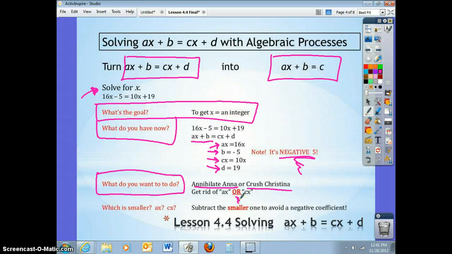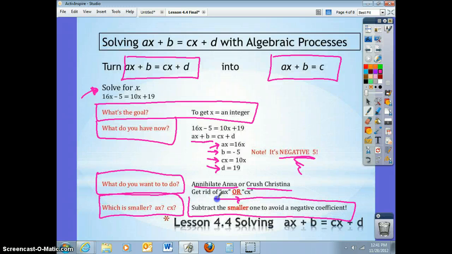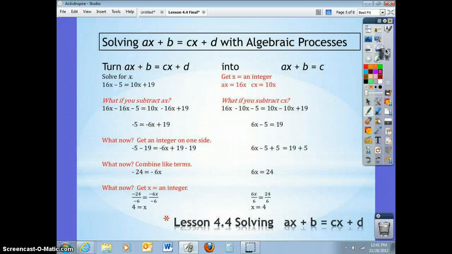So we want to get rid of ax or cx, and the "or" is what we're going to talk about in this lesson. When do you want to get rid of one, and when do you want to get rid of the other? Well, the best way to approach it is to look at which one's smaller. Is ax smaller or is cx smaller? Annihilate or crush the smaller one, either ax or cx, so that when you get down to ax plus b equals c, you don't have a negative coefficient any longer. All right, let's see how that works.